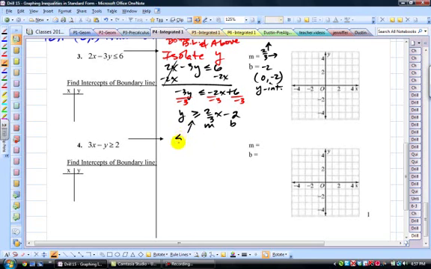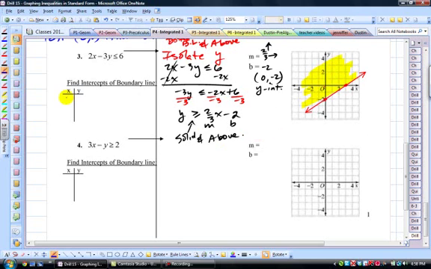Just by looking at this, I know that it's solid, and above. So what I'm going to do is graph the boundary line first. Start at negative 2. I go up 2, right 3. Plot a point, plot a line. All right, there we go. And I know that it's above, so I just shade above.